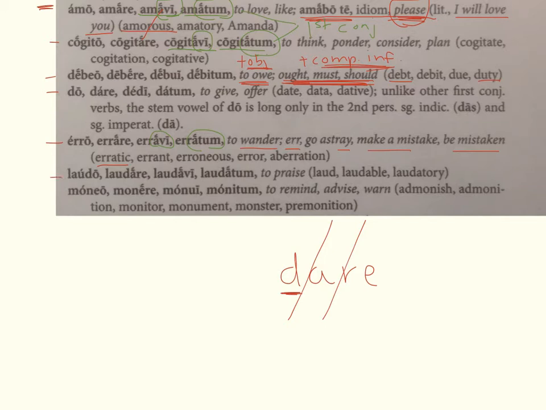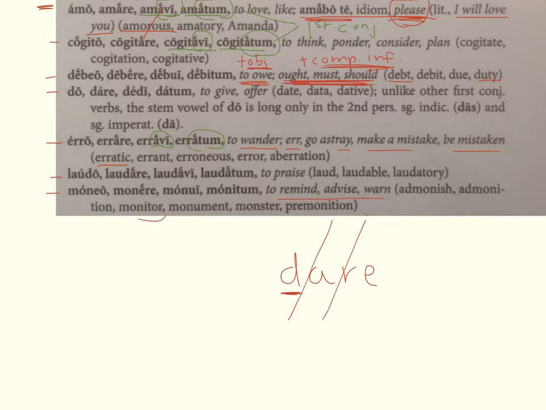Laudo, laudare, laudavi, laudatum means to praise. Lots of English derivatives there. And the last one is moneo, monere, monui, monitum. And it means remind, advise, or warn.